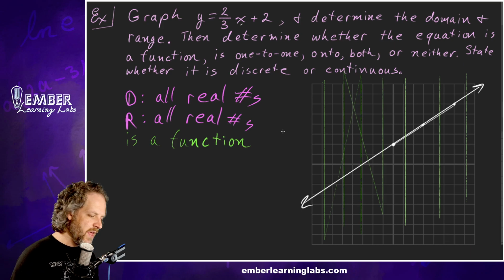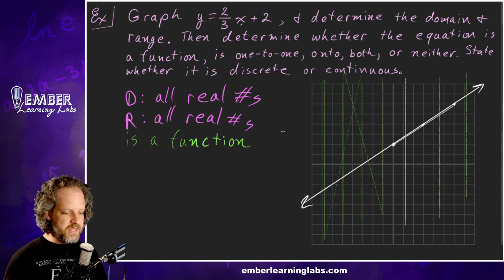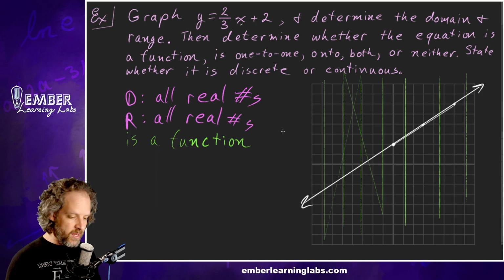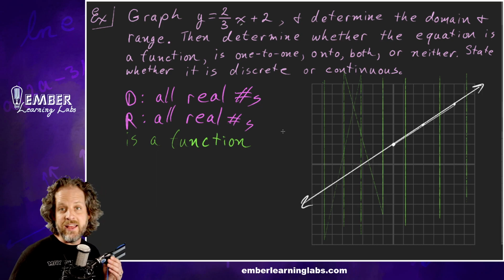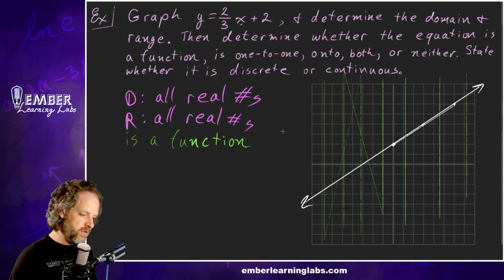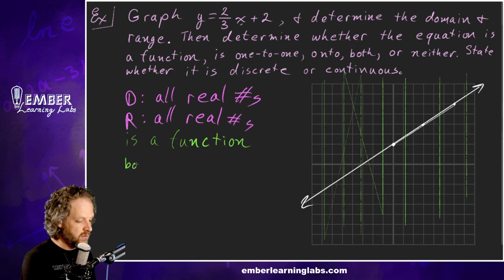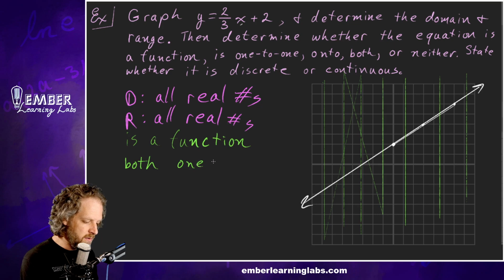Great. Okay. So is it one-to-one? Is it onto, both, or neither? Well, for this one, it is actually both. It is both onto and one-to-one. I'm going to write it and then I'll explain it. Both one-to-one and onto.